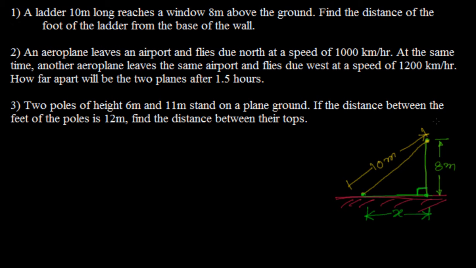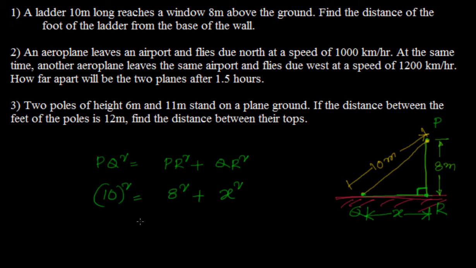So can I go ahead and put some names here and say PQR, and say PQ square equal to PR square plus QR square. How do we know that? That's according to Pythagoras. Whenever you have a right angle triangle, the square of the hypotenuse is equal to the sum of squares of the remaining two sides. So PQ square is 10 square, equal to PR square, that is 8 square, plus QR square, that's x square.